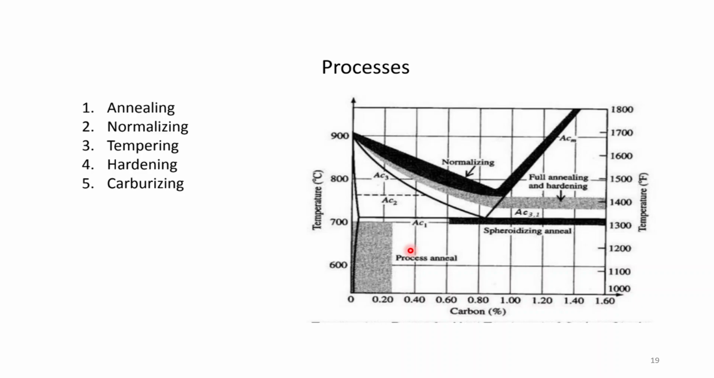These are the heat treatment processes: annealing, normalizing, tempering, hardening and carburizing. And the temperature ranges for holding temperature are also given. For normalizing, full annealing and hardening we already saw. Spheroidizing annealing also we saw. Process annealing is done in this region and up to 0.2 carbon % composition.